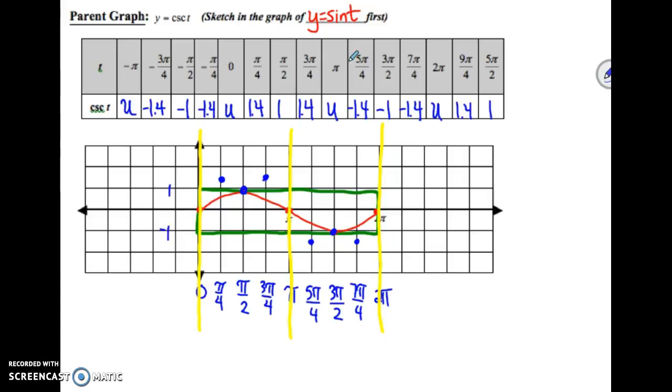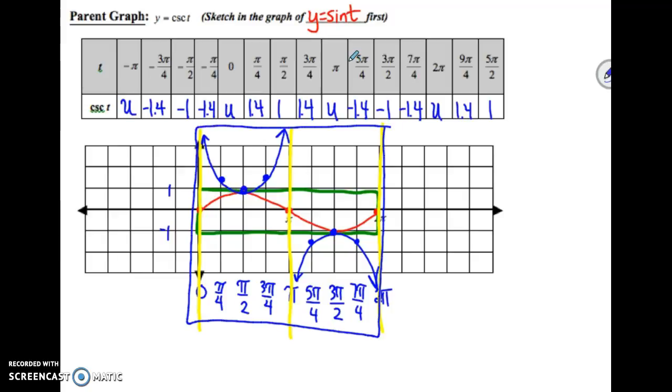Well, if I connect these, and remember the graph is going to approach the asymptote on both sides, basically, you can see that it's just like the reciprocal of the sine function. It's just the sine function flipped over. So it looks like 2 parabolas here that are trapped between the asymptotes. So this right here represents 1 period of y equals cosecant t.